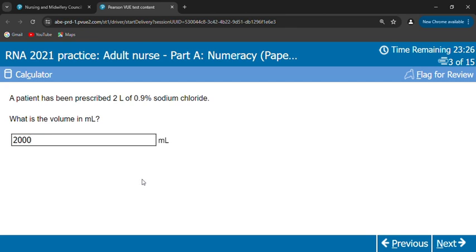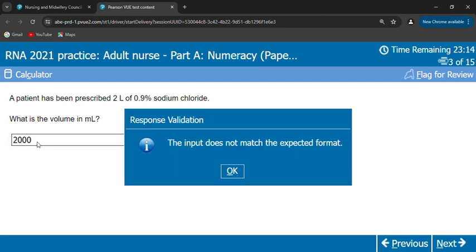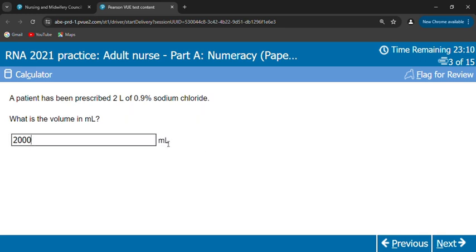Just search on it. Here is one thing you need to know. Here they already wrote ml. If you write ml here as well, they will not give you permission, because they already wrote ml, so the answer will be incorrect. You have to be aware of this. If they already mention ml in the answer option, you don't have to write ml, so the answer is only 2000.